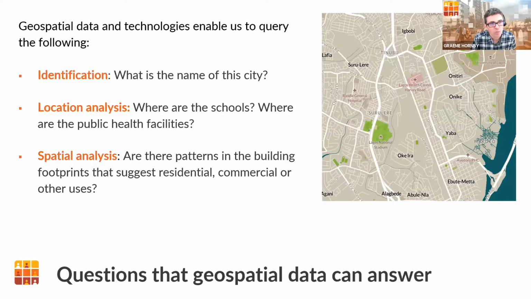We can start to perform spatial analysis. So are there patterns in the building footprints that suggest different types of settlement? Powerful algorithms now look at the roof type and color, texture, the patterns, and enable us to categorize that using models.